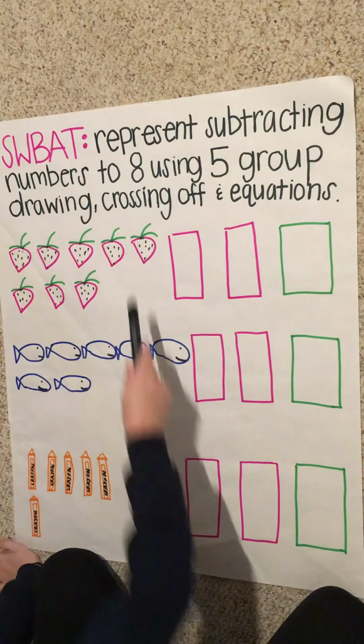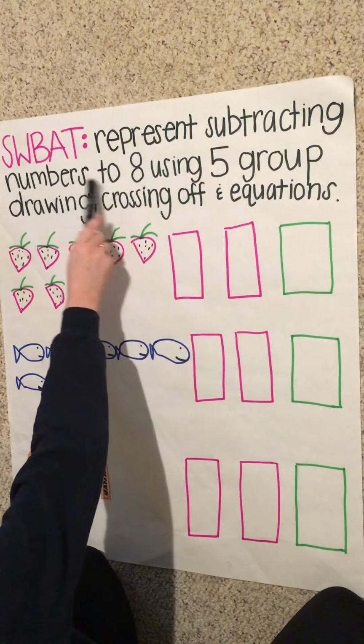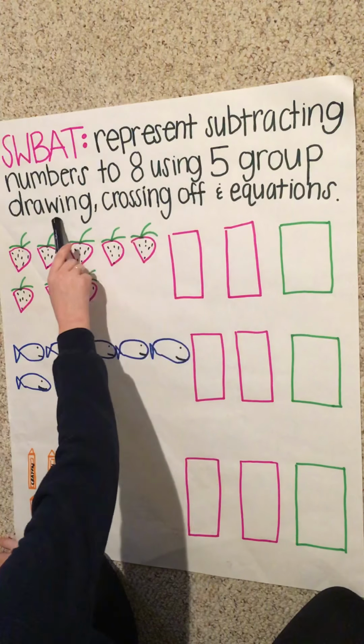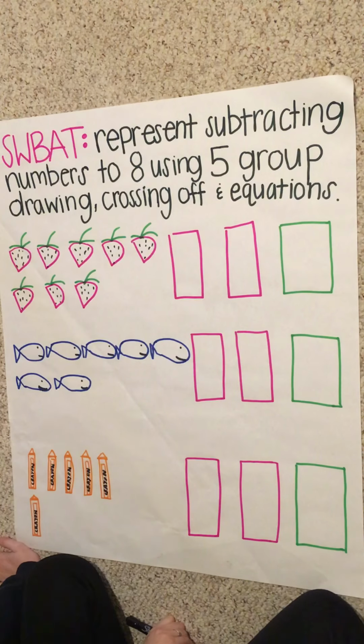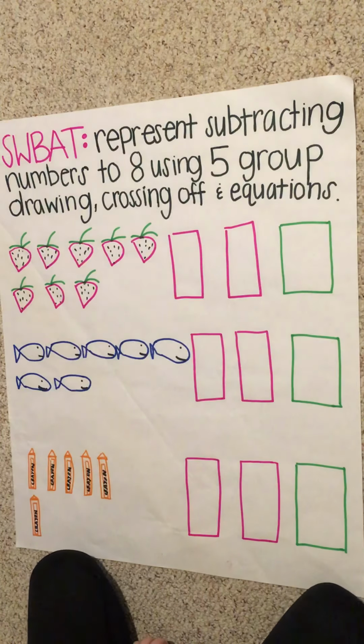Today we're going to represent subtracting numbers to 8 using 5 group drawings, crossing off, and an equation. So like always, you're going to need a piece of paper and a pencil, so pause the video to take a minute to go grab those materials and come back. Okay, so today we'll be taking away numbers to 8 using our 5 group pictures with crossing off, while also using our number sentence to go along with it. Let's get started on my first story, and as always, follow along with me as I go.